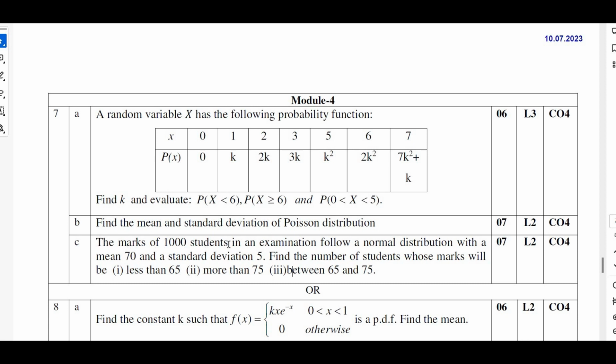The marks of 1000 students in an examination follow a normal distribution. So these are problems on normal distribution, with a mean mu equal to 70 and standard deviation sigma equal to 5. Find the number of students whose marks will be less than 65, more than 75, and between 65 and 75. Let us see the solution.